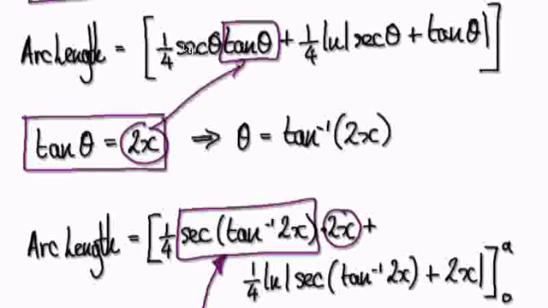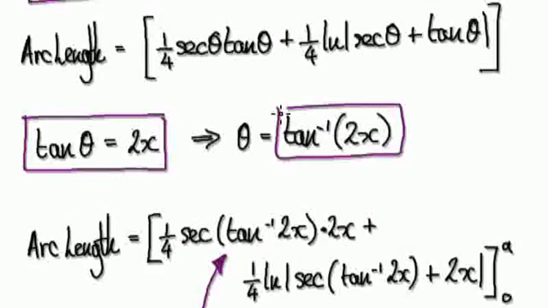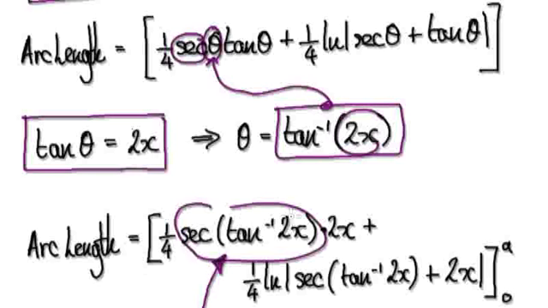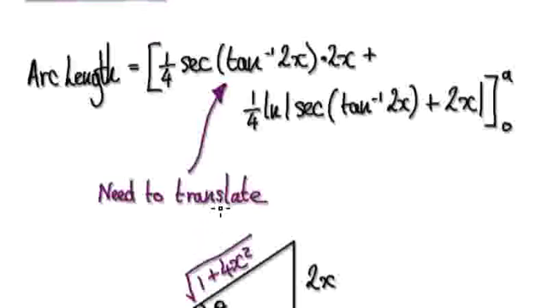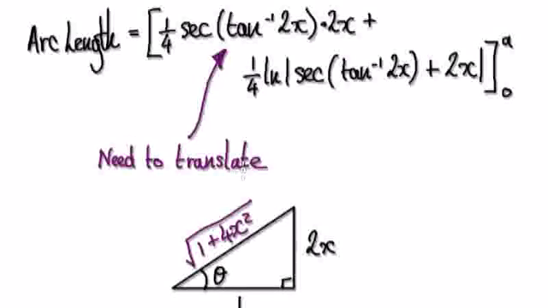But this bit here is really ugly because you've got theta equals this thing, and then you put this thing into here, and you're going to have secant acting on inverse tan acting on 2x. So let's tidy this thing up. To tidy this thing up, look at your triangle. What does this mean? Remember, you're trying to tidy just this bit up.